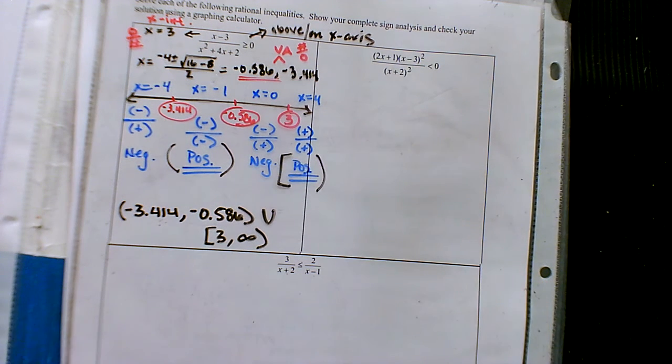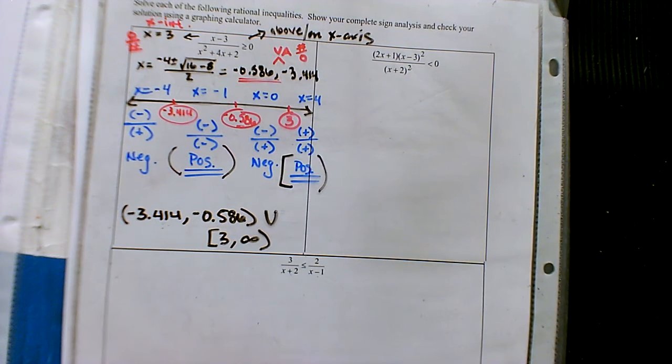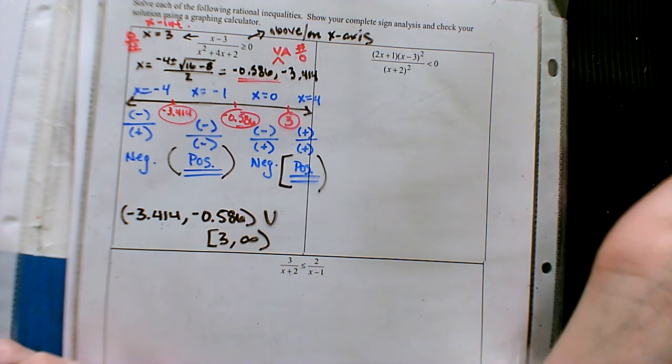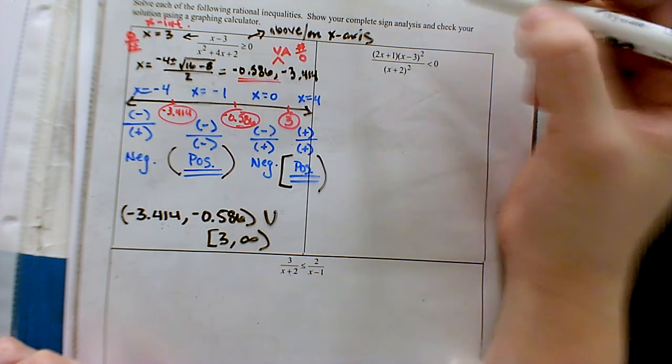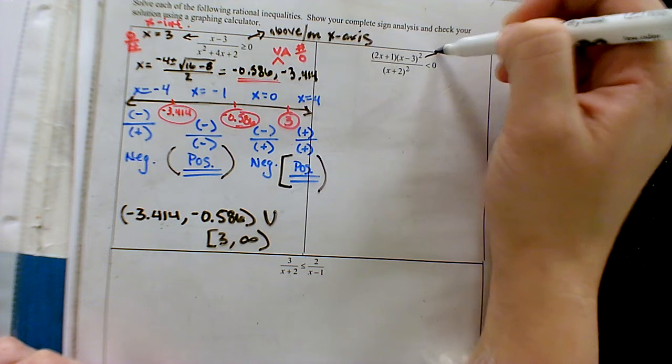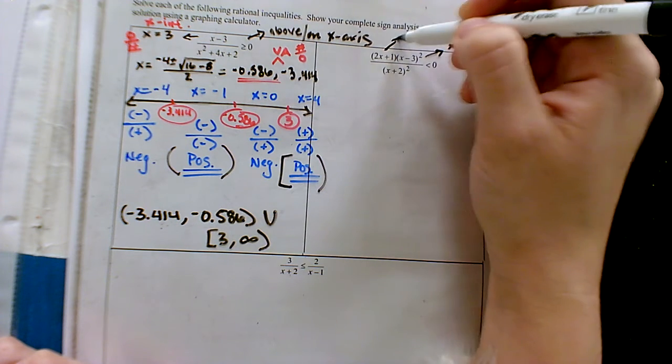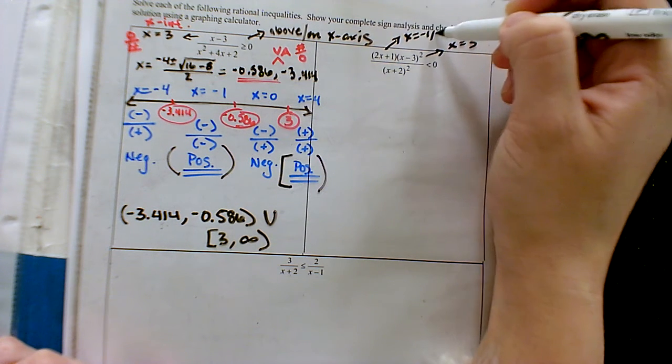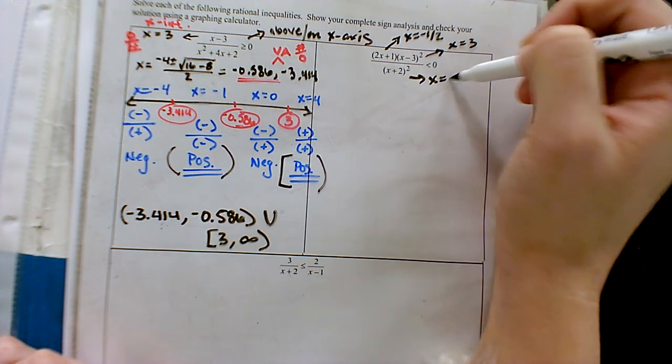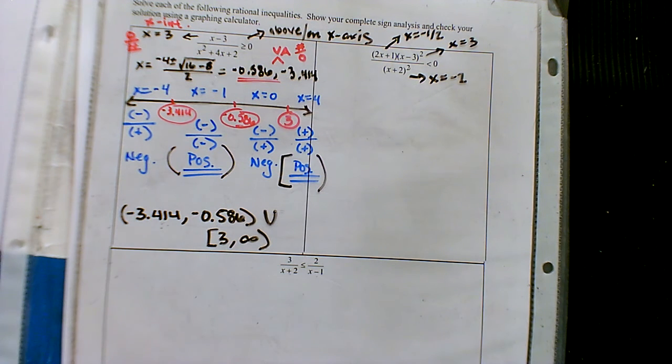Let's go ahead and try the next one. Can we find those special numbers that make the top 0 or the bottom 0? What do you think, Adam? So to make the top 0 would be 3 and negative 1/2, and then for the bottom to be 0, it would be negative 2. All right, this one was kind of simple for us because notice how it's already factored. We can easily determine what makes each individual factor equal to 0.